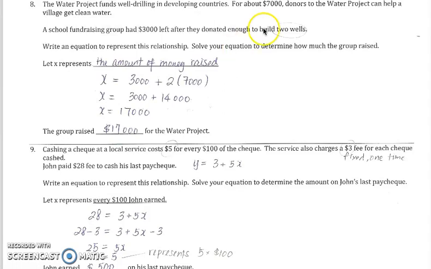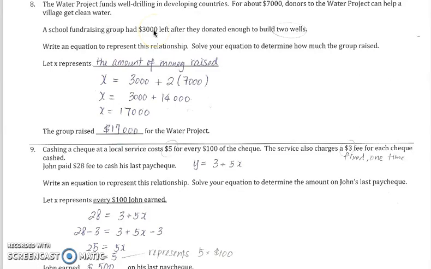So the unknown x will represent what we're looking for, the amount of money raised. Now that's a lot of words, but we can take it one step at a time. So the $7,000 represents getting 1 well. The school donated to build 2 wells. So right off the bat, I know the amount of money raised can afford 2 times 7,000. But is that it? Nope, not really, because after they have paid for the 2 wells, they still have $3,000.